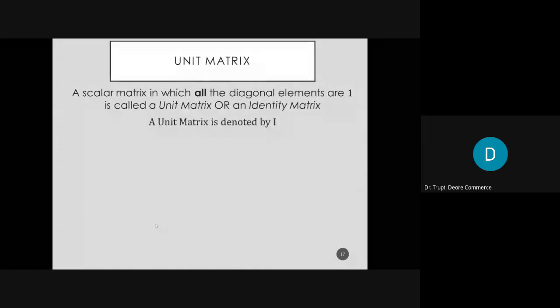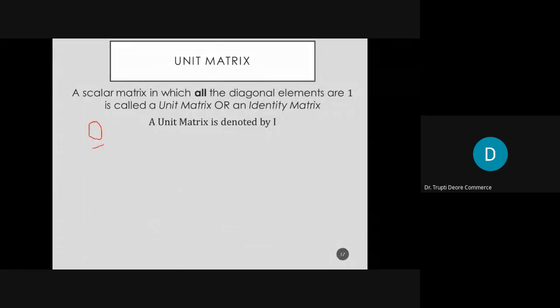Remember this. What is a zero matrix denoted by? Zero matrix is denoted by capital O. Zero matrix, right? And the unit matrix, what is a unit matrix? Scalar matrix with all diagonal elements 1. It is called the unit matrix or identity matrix. It is always denoted by capital I.